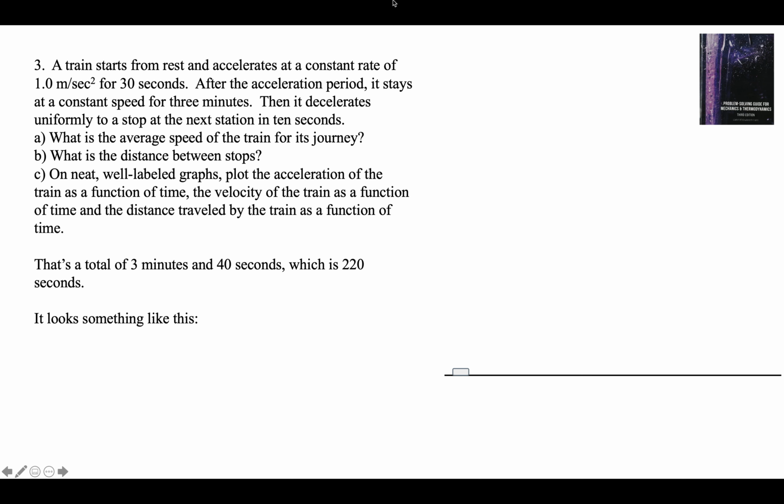And we can put those phases on the diagram. 3 phases of the trip. The acceleration phase, 30 seconds long. The coast phase is 3 minutes long, and the stop phase is only 10 seconds long.